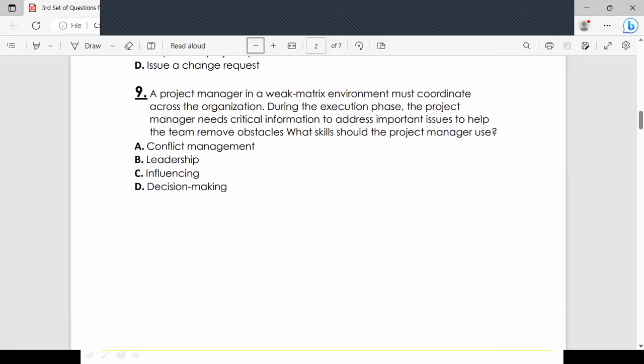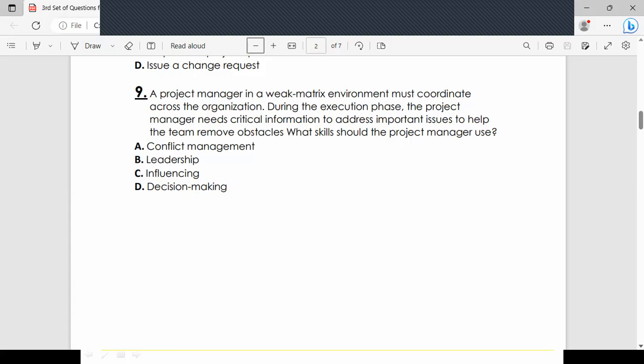9th one, a project manager is in the weak matrix. So you will be called a project coordinator, or you'll be called a project expeditor. An expeditor will not have that much power to make a decision on his own. And the coordinator will have a certain level of authority given by the functional manager to make some decisions. A key decision he can make, he doesn't require to consult with the functional managers. So weak matrix, coordinate across the organization.